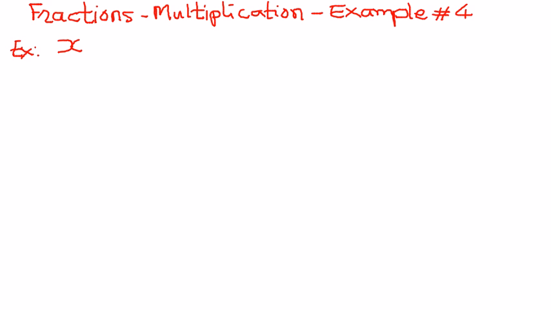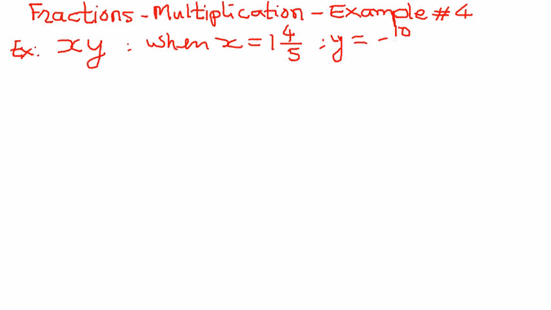Let's say x times y when the value of x is given to us as equal to 1 4/5, which is in a mixed number format, and the value of y is given to us as negative 10 over 12, which is in a proper fraction format. So the way we want to evaluate these types of algebraic expressions is as follows. First step, we're going to substitute the values of the variables given to us.